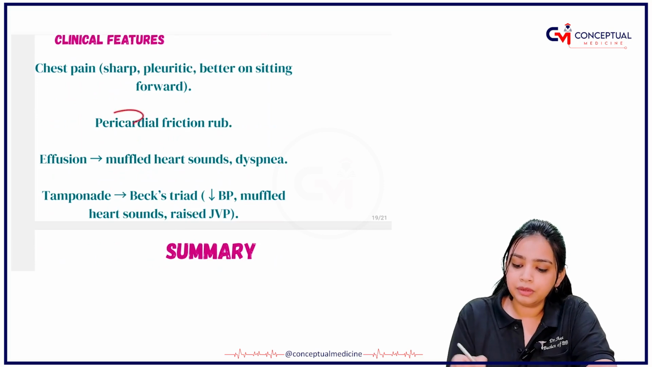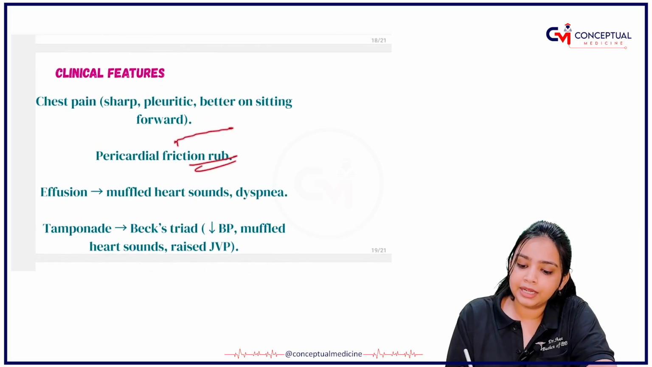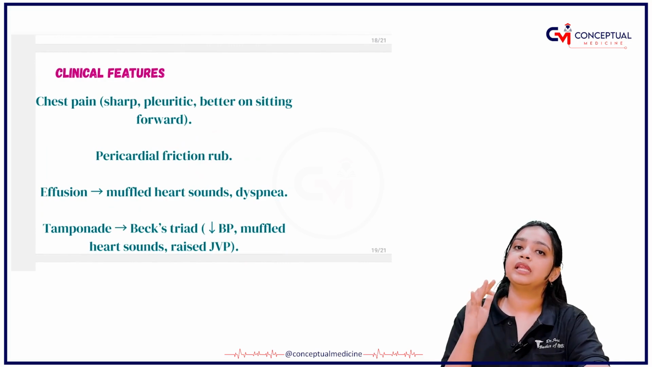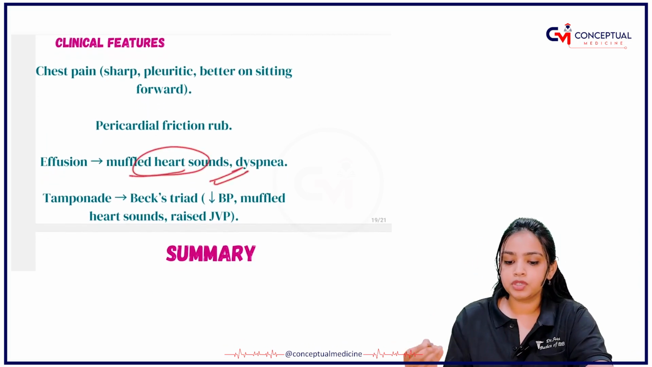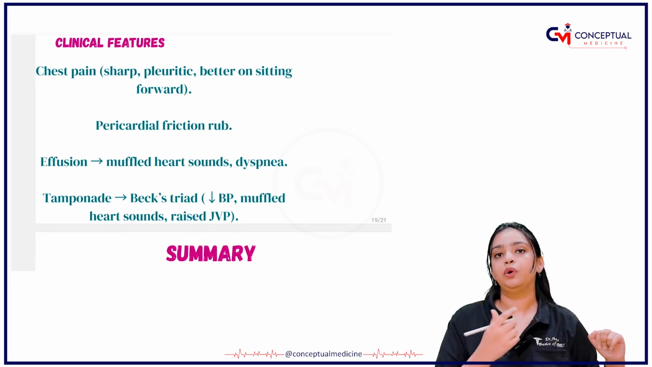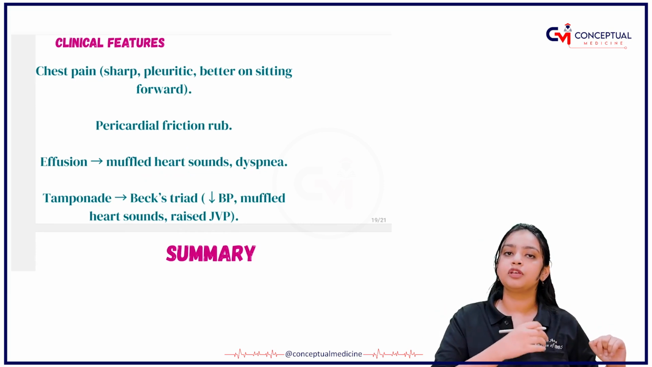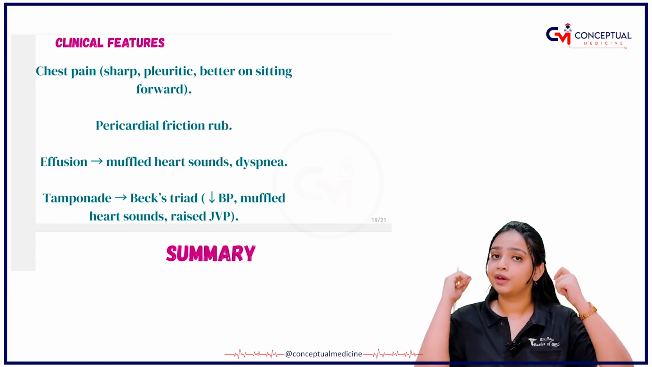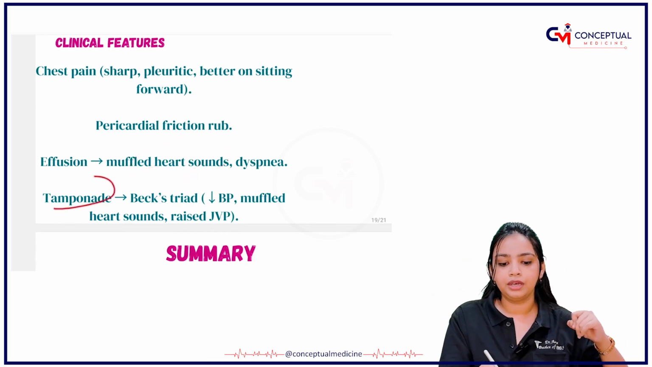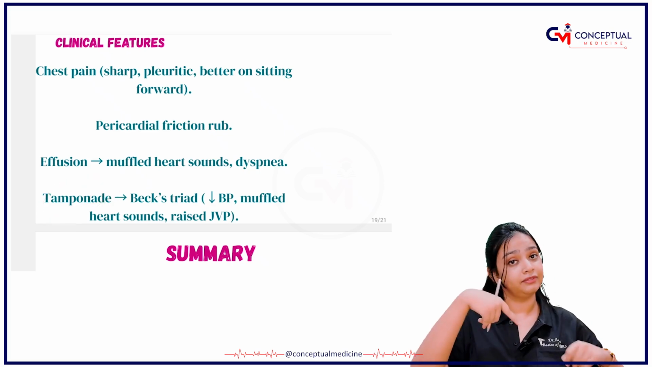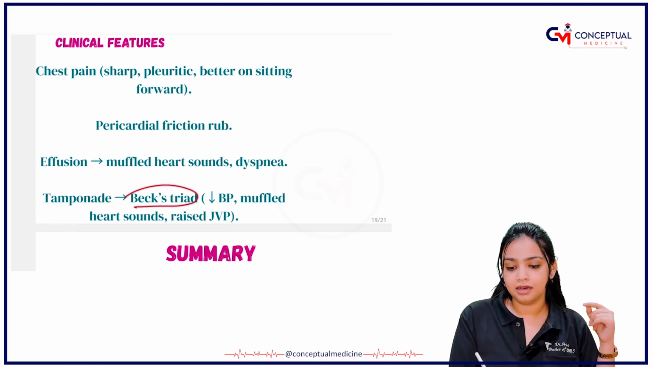Okay, next you will be able to see a pericardial frictional rub. In the heart, you will be able to see a muffled heart sound. Whenever you are examining that patient with the help of a stethoscope, you are able to hear a muffled heart sound. And there is cardiac tamponade that we have discussed above. It has a Beck triad.